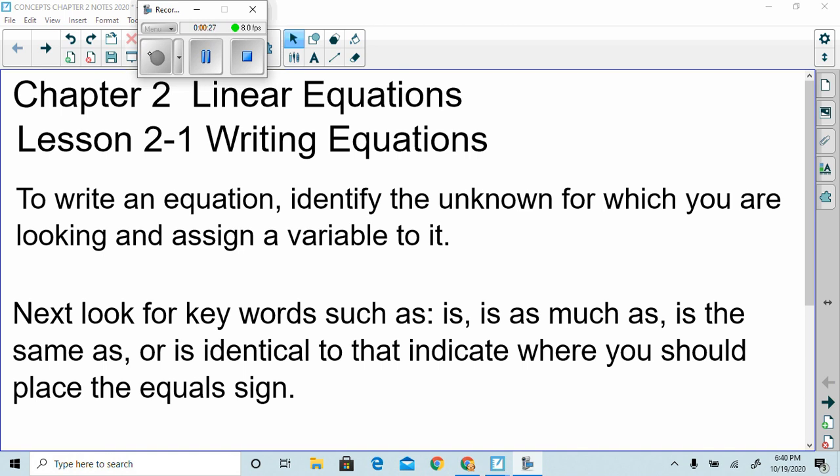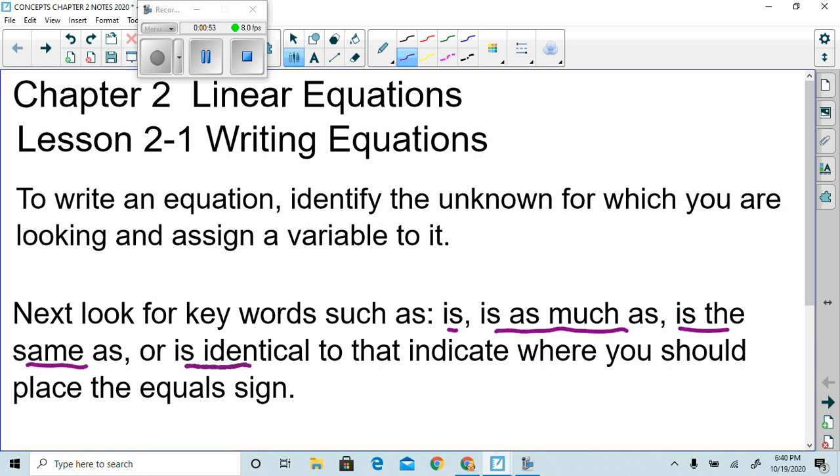To write an equation, we want to identify the unknown that we're looking for, and we're going to assign a variable to it if they don't tell us what variable to use. Next, we're going to look for keywords. Is, as much as, is the same as, is identical to. These words are what we're going to add to the mix of words that help us translate, because these words will all tell me to put in the equal sign.